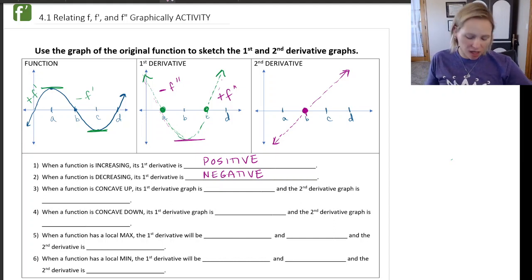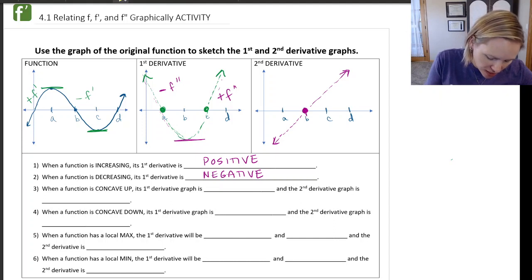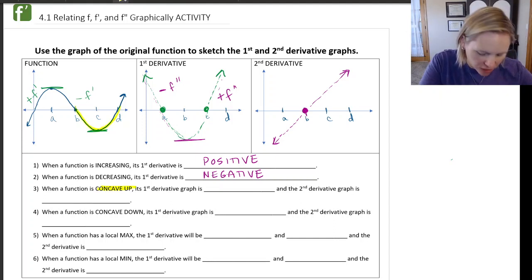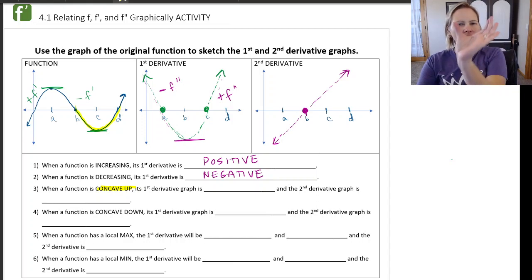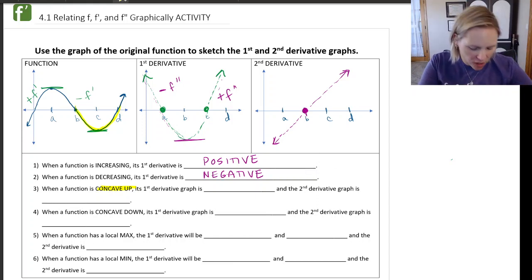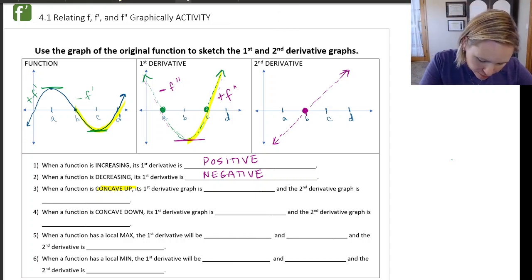When a function is concave up, now we want to talk about concavity and what that means. So when I say concave up, I'm talking about where my function is kind of shaped like this upward facing cup. So here I'm concave up everywhere from B onward. So when a function is concave up, its first derivative graph is doing what? From B onward, what's happening here? Well, my first derivative is increasing. So I'm going to fill that in.